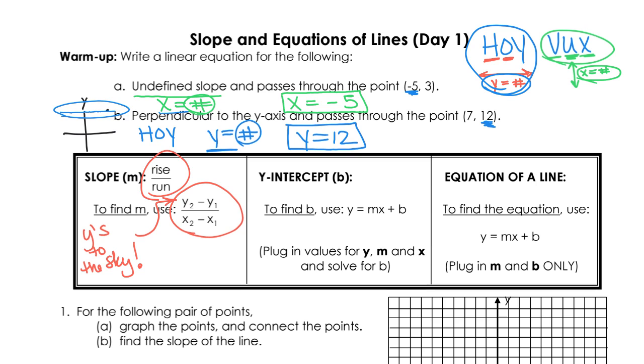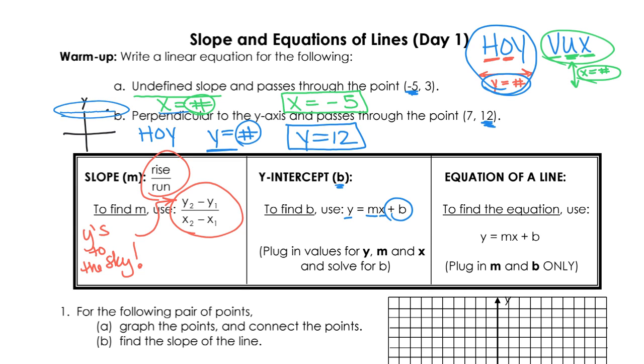All right. Lines not only have a slope, or an m, but they also have a y-intercept, also known as the letter b. If your y-intercept is ever missing, the cool thing is, if you know your slope and you know one coordinate, an x and a y, you can replace the y, the m, and the x, and then you can solve for b and find your y-intercept.